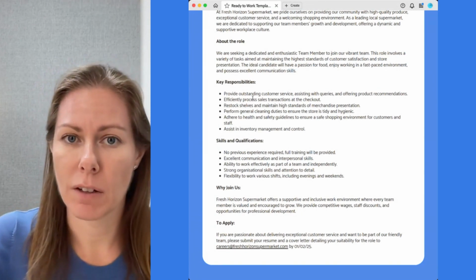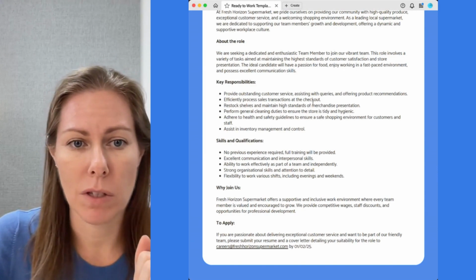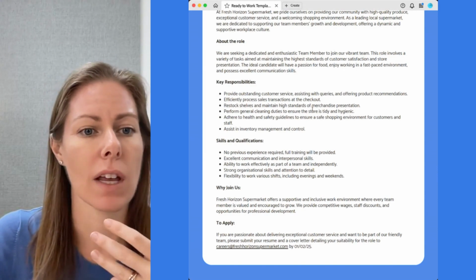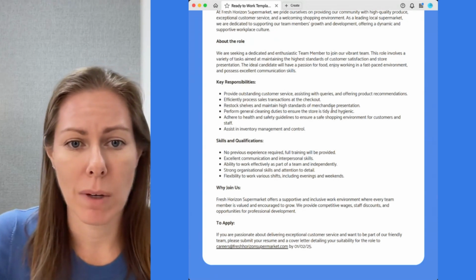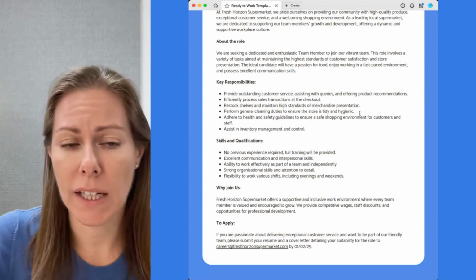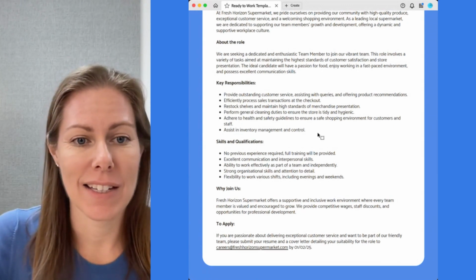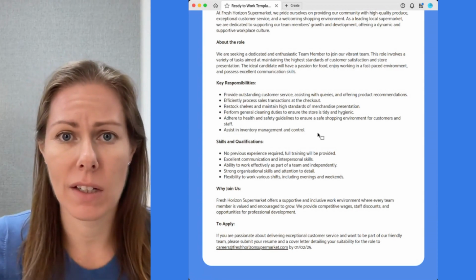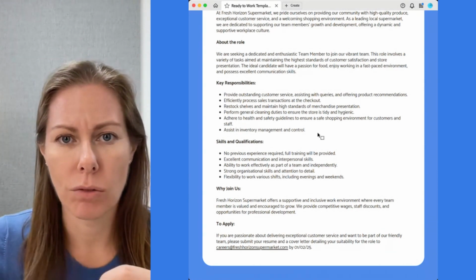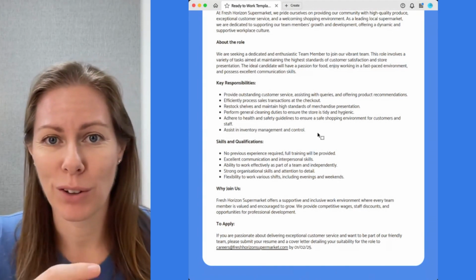So right here in the key responsibilities section, you're going to be providing customer service, assisting with queries, processing sales transactions, restocking shelves, maintaining high standards, general cleaning duties, adhering to health and safety guidelines, and then assisting in inventory management and control. These are all pretty standard things for a team member, but it's good to know that you're going to be required to do all of these things. And you want to have a little think about that.